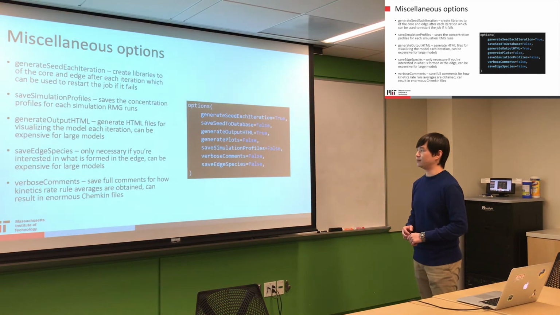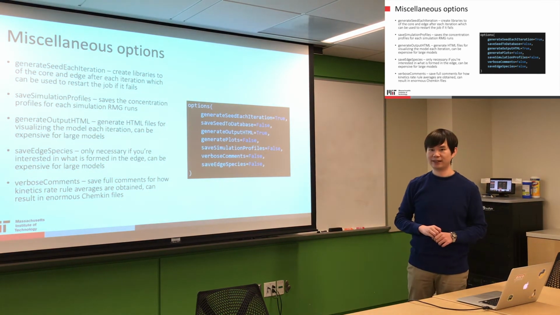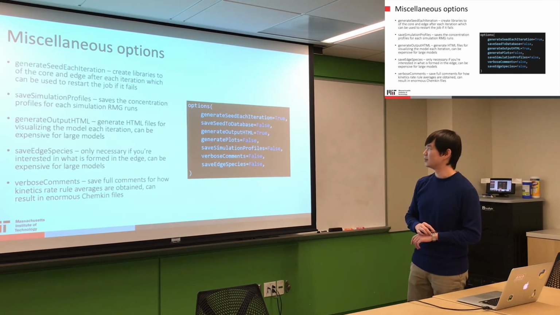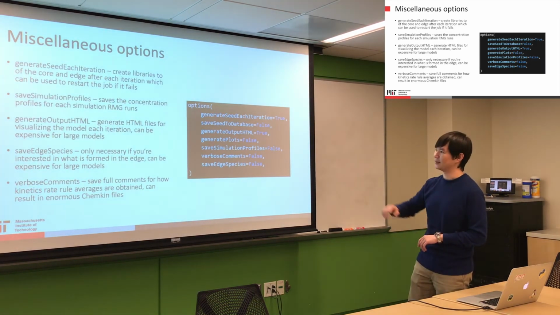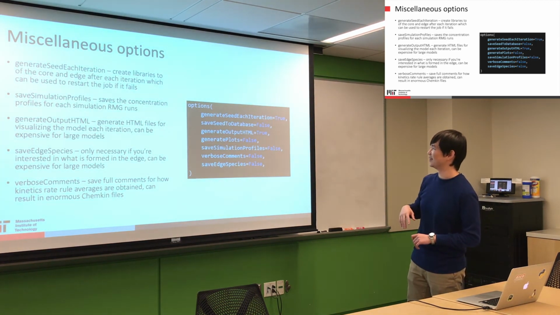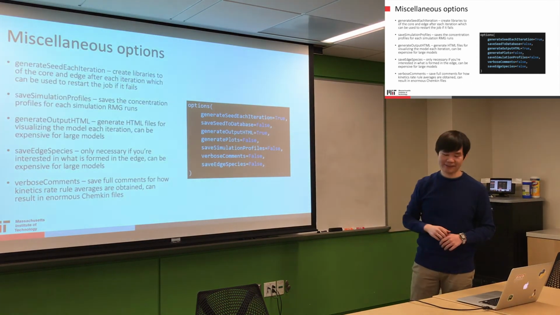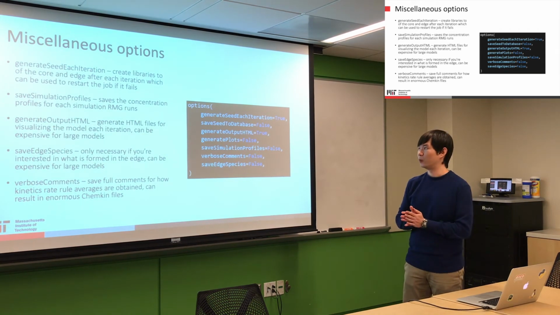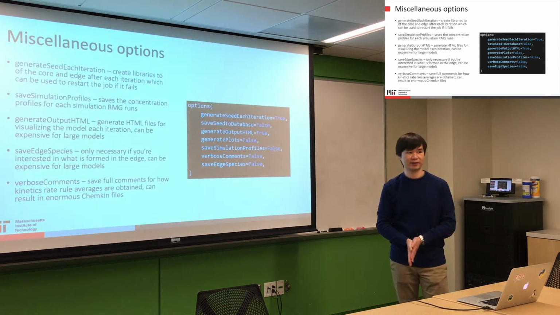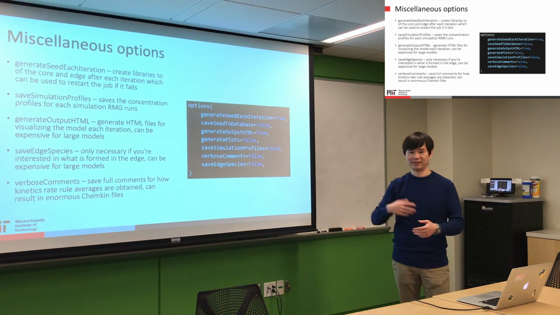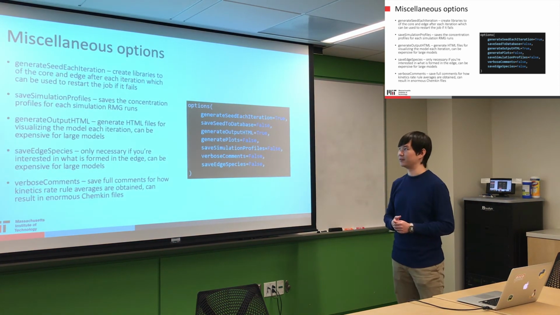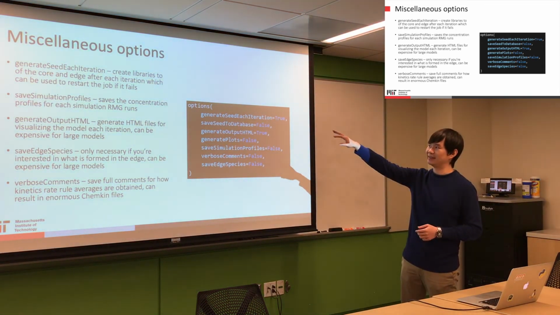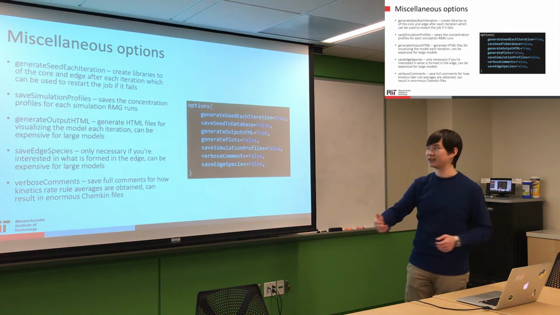Okay, so there's also this options block, which has miscellaneous options regarding the RMG job. Here's an explanation of five of them. So, generate seed each iteration. You can have RMG automatically save a seed mechanism, which can then be used to restart the job if it fails, or you can use it in a completely different simulation just as a seed mechanism if you want. By default, I think this is true. If you set it to false, we will only generate it once your model is converged.